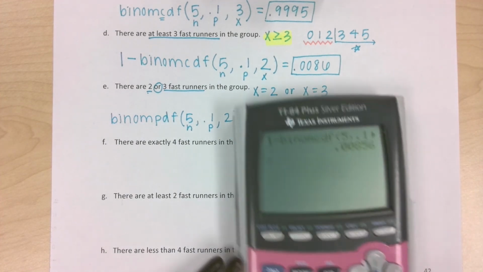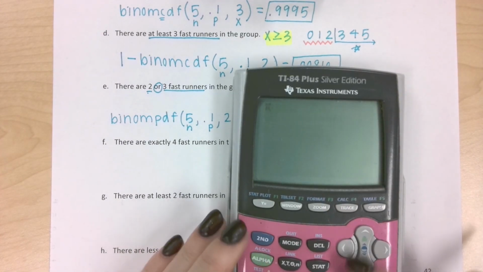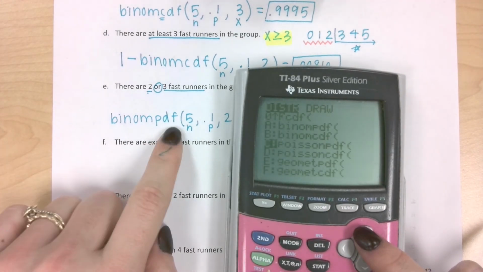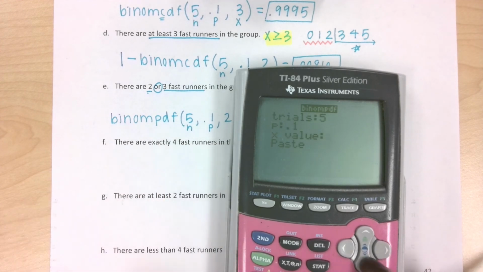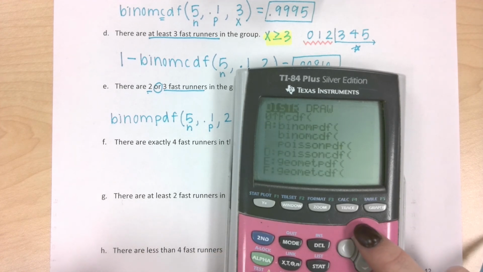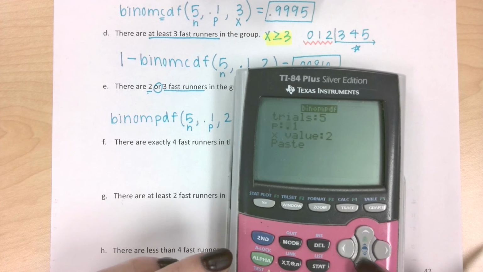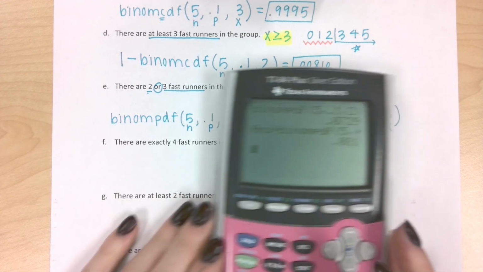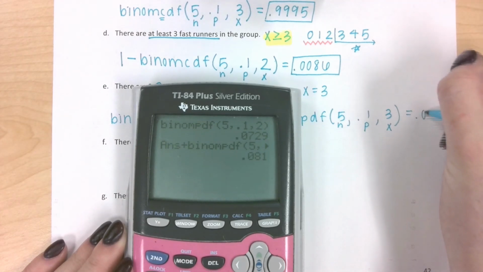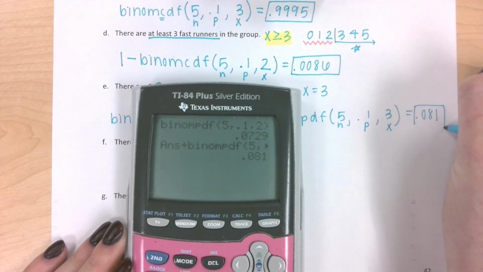In your calculator, you can type these in separately and then add them. You could type them in all together. Should not make a difference in your answer. So there's my first one. Binomial PDF, cutoff of 3. So we should get 0.081.